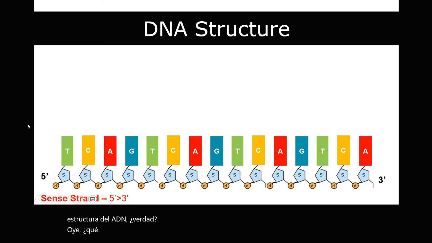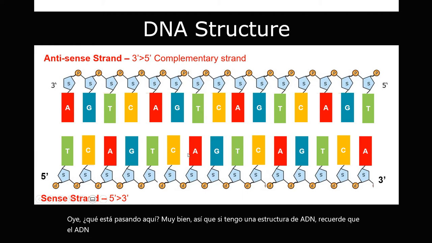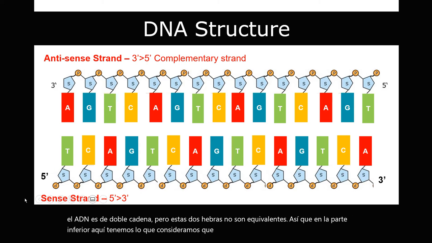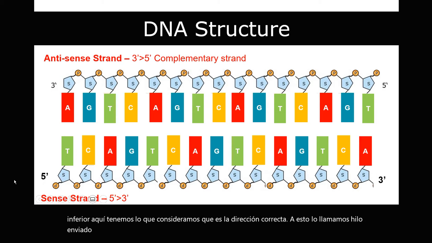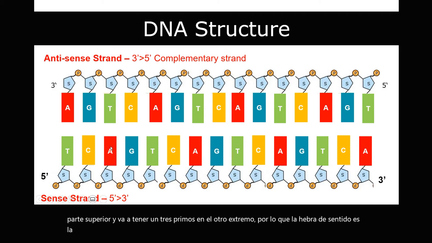All right. So if I have a DNA structure, remember DNA is double-stranded, but these two strands are not equivalent. So on the bottom here, we have what we consider to be the correct direction, what we call the sense strand, which is going to go from 5', because remember that's like our start, our top, and it's going to have a 3' on the other end. So the sense strand is the one that's going to go quote unquote on order. And then the opposite strand, the complementary strand, we call that the antisense strand.